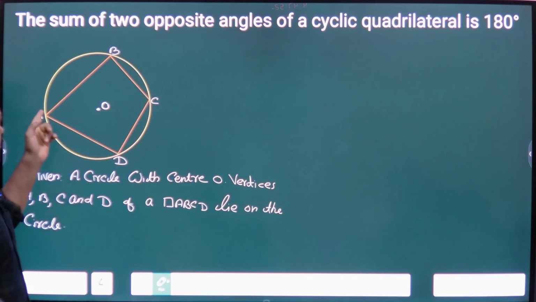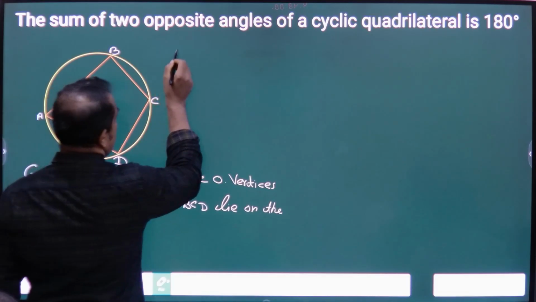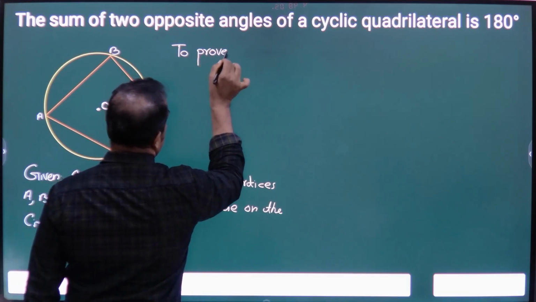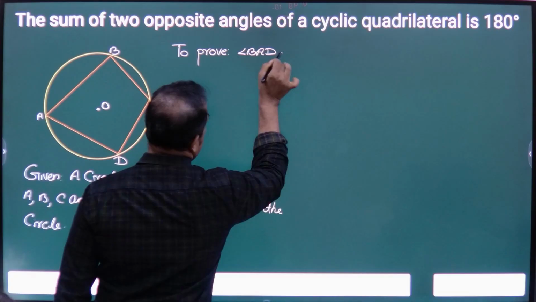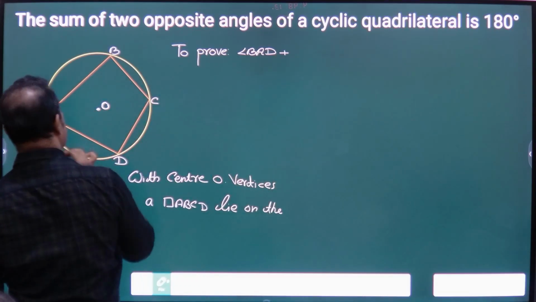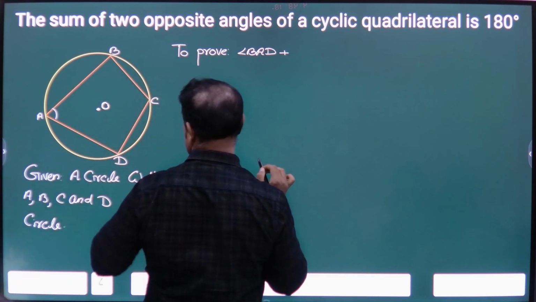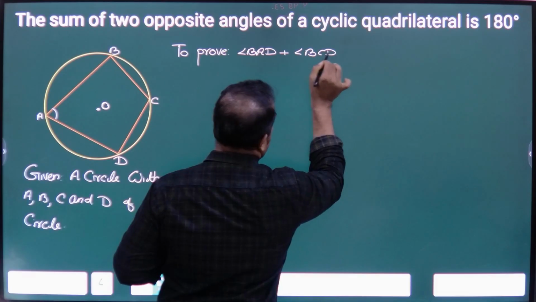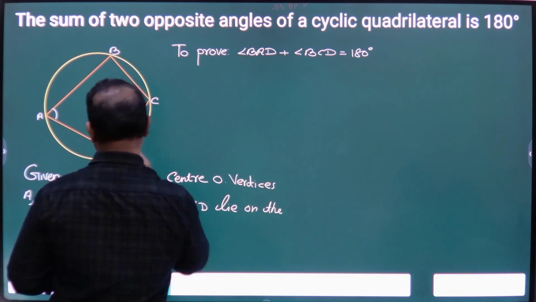To prove, what do we have to prove? Angle A plus angle C is 180 degrees. That is angle BAD, right? Write it fully. To prove: angle BAD plus, means this angle plus, angle BCD is equal to 180 degrees. Okay, 180 degrees.